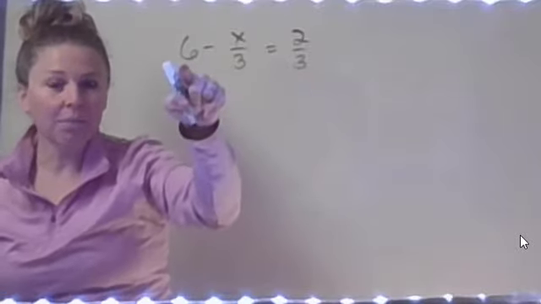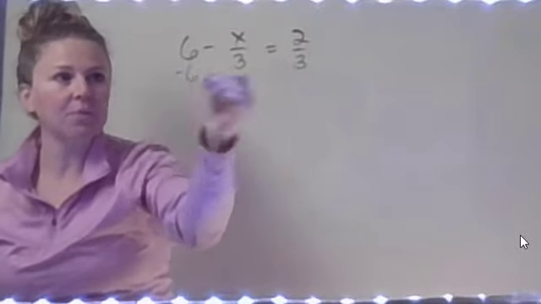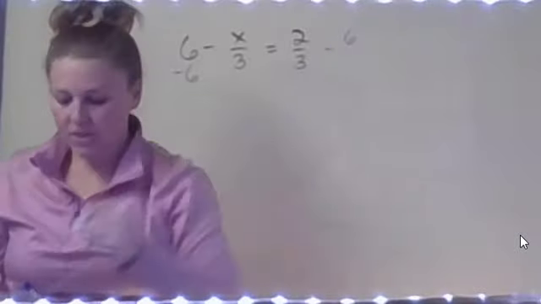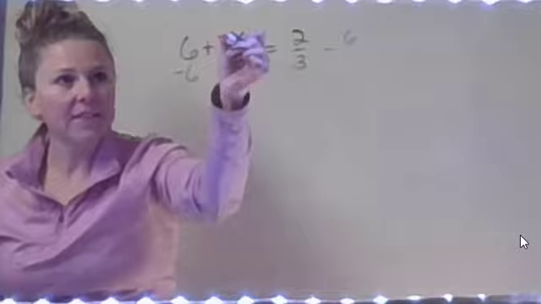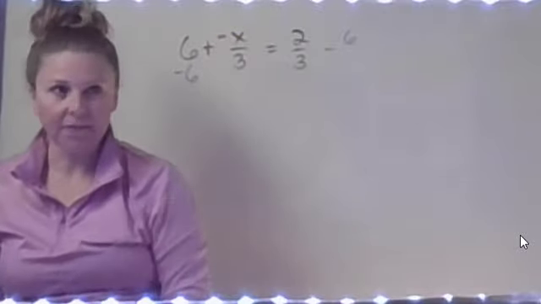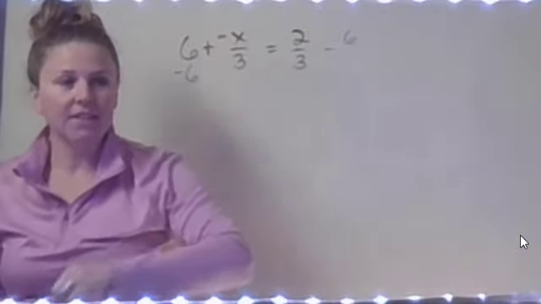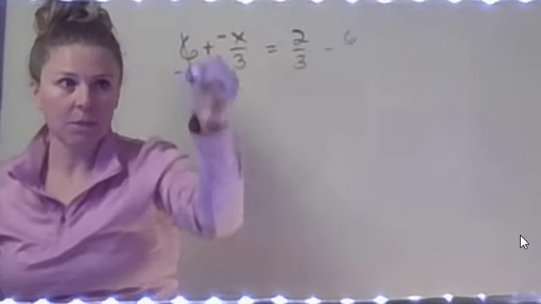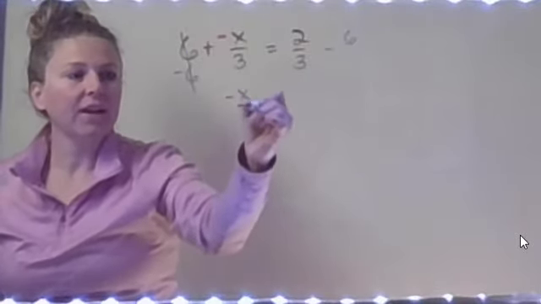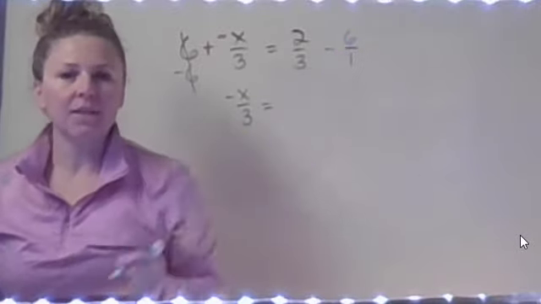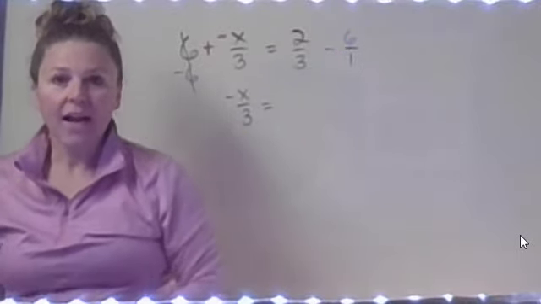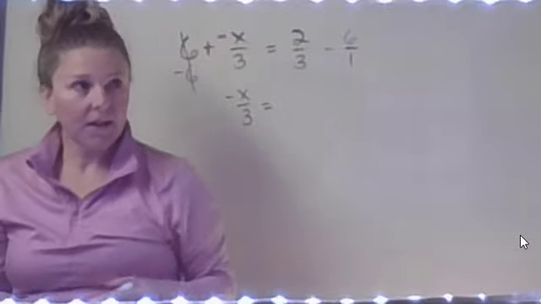Now, that 6 is a positive 6. We're going to move it over by subtracting. So if this minus is tripping you up, I would every single time make it plus a negative. So on the left, 6 minus 6 is nothing. That's why we did that. So we have negative x over 3 equaling 6 alone. Remember, it's the same thing as 6 over 1. When you're adding and subtracting fractions, you need a common denominator.